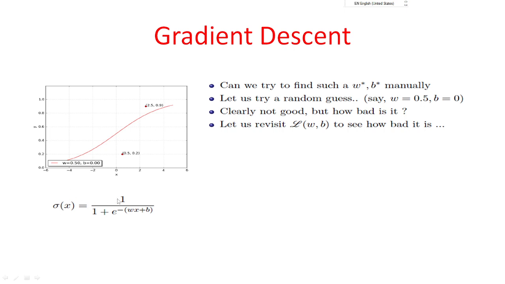What function are we using? We are using the sigmoid function, 1 by 1 plus e power minus of wx plus b. The activation function is the sigmoid function, and we don't have any algorithm yet. First we will do it manually, then we will use the gradient descent algorithm.